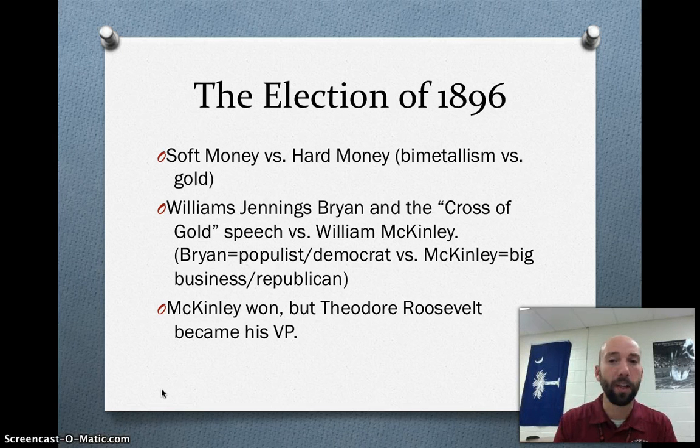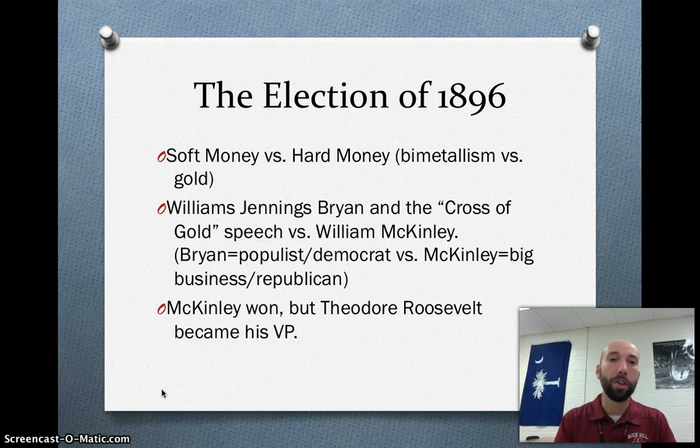This all kind of boils over in the election of 1896. It's basically what's called soft money versus hard money. Soft money would be money that's not backed by gold, and hard money would be money that is backed by gold. So it's basically inflationism versus hard money. You had William Jennings Bryan, the populist and Democrat, run against William McKinley, who was for big businesses, and he was a Republican. McKinley ends up winning. So it's a strike against workers and farmers, while the business owners are protected again.